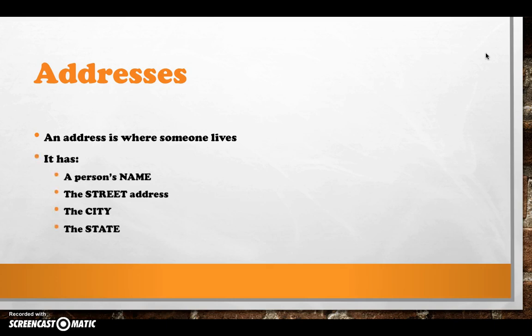It has a person's name, the street address. This is the building number, the house number, and the street that you live on, the city, and the state. Now in Georgia, we have what's called zip codes that come after the state. Today, we're not going to worry about writing a zip code in a sentence.